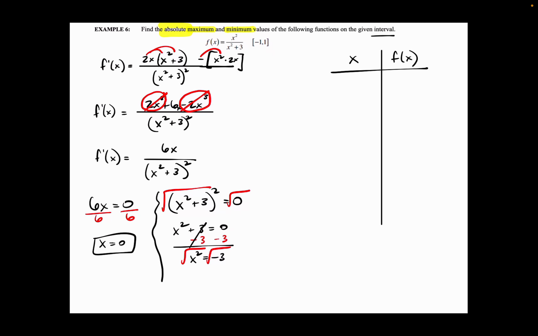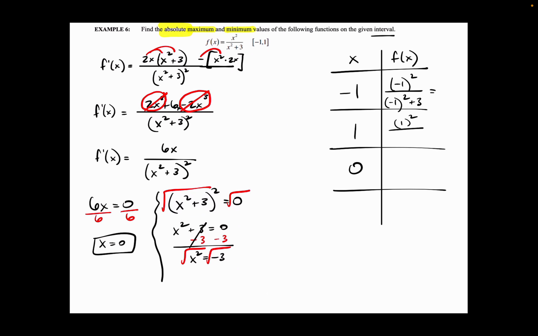So what numbers do we put in the table? -1, 0, and positive 1? Exactly, the beginning of the interval, the end of the interval, and any critical numbers, critical values that we found. We only found 1, so we're going to put that there. Now I'm going to plug those into the original, see which one's the highest, see which one's the lowest. So -1 squared over -1 squared plus 3. +1 squared over 1 squared plus 3.